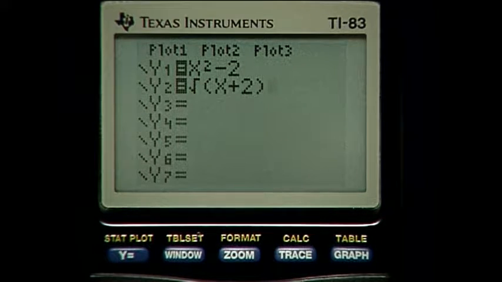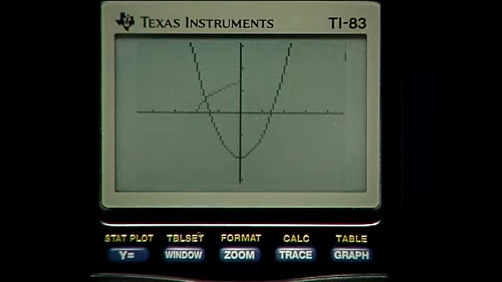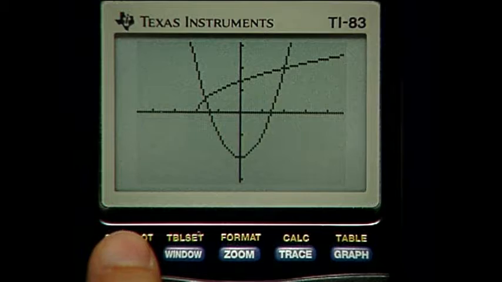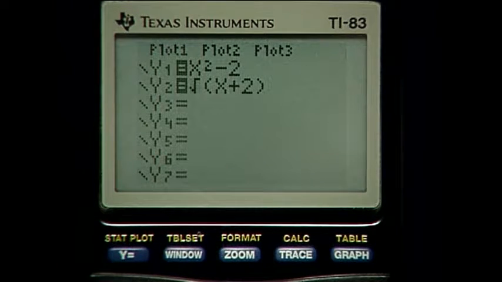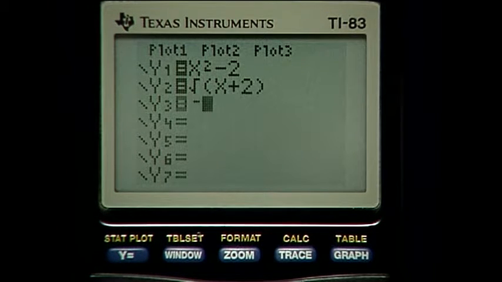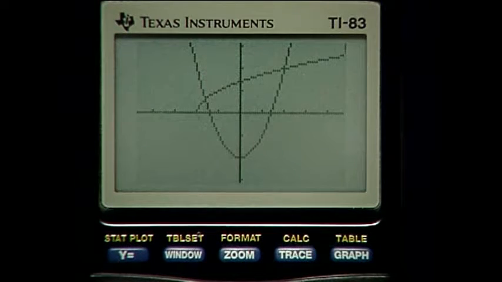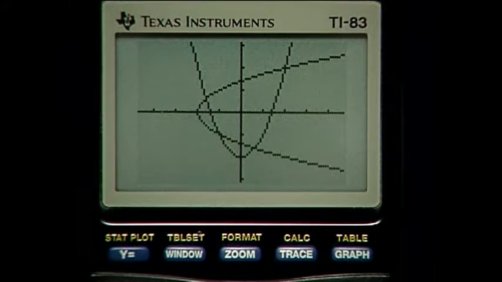And let's look at these two graphs first. All right, now the other one will complete the graph of the inverse relationship, and it is the negative of the square root of x plus 2. And here's the other graph that will form that complete inverse relationship, but not an inverse function.